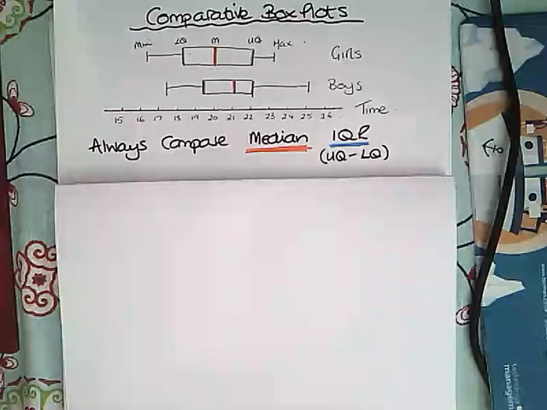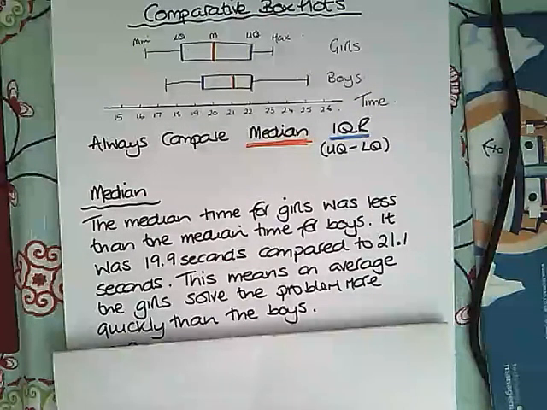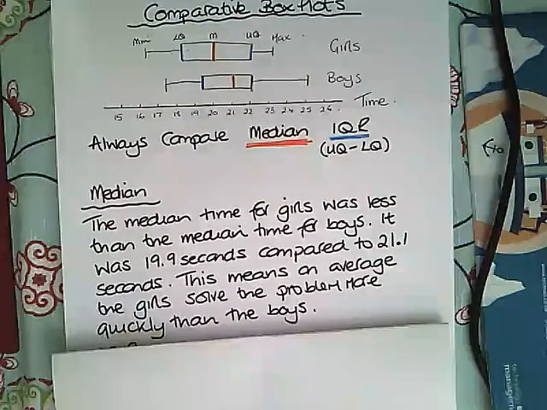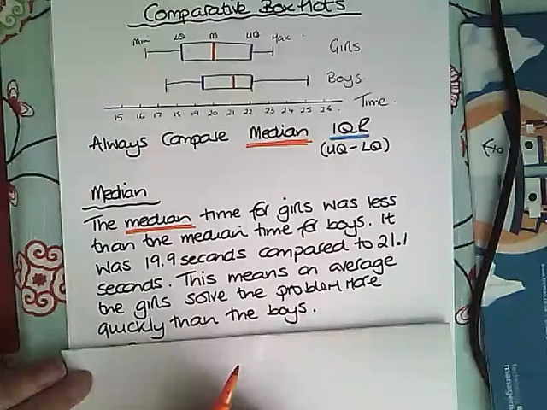So I'm going to talk about the median first of all, and I've written something down here, so I'll just read through it and then talk about it. I have said that the median time for girls was less than the median time for boys. It was 19.9 seconds compared to 21.1 seconds. This means that on average the girls solve the problem more quickly than the boys. So there's a couple of things that's really important to include when you are comparing box plots. You have to say the thing that you're comparing. So first of all, the first thing we're comparing is the median. You then have to actually do the comparing and say whether one was bigger than the other.